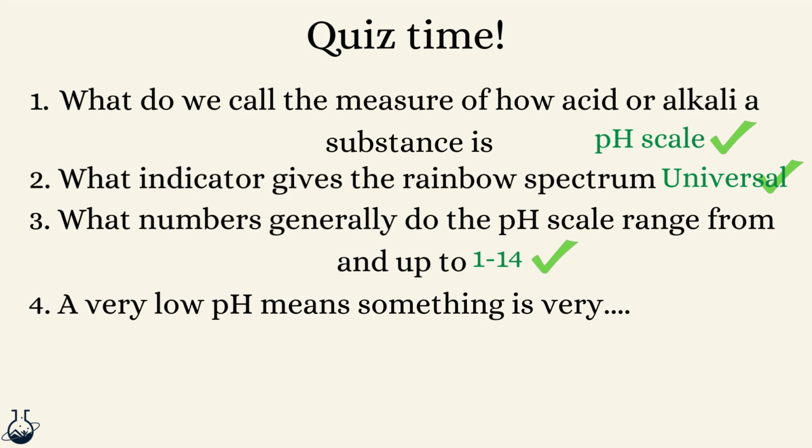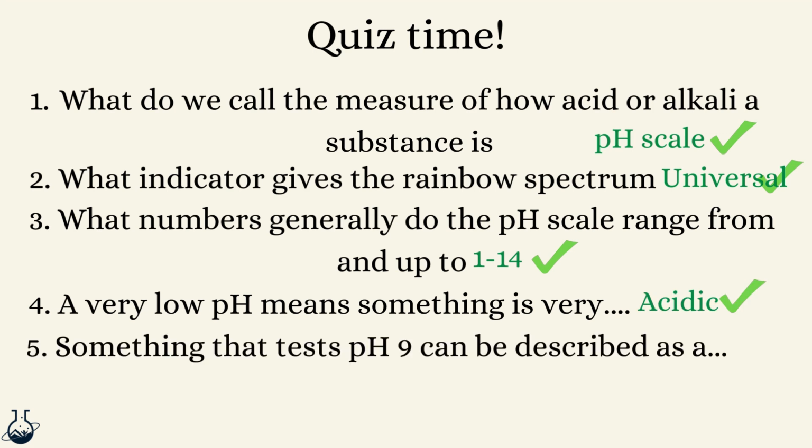Question 4. A very low pH means something is very acidic. Nice work. And question 5. Something that tests pH 9 can be described as a weak alkali. Well done, everyone.